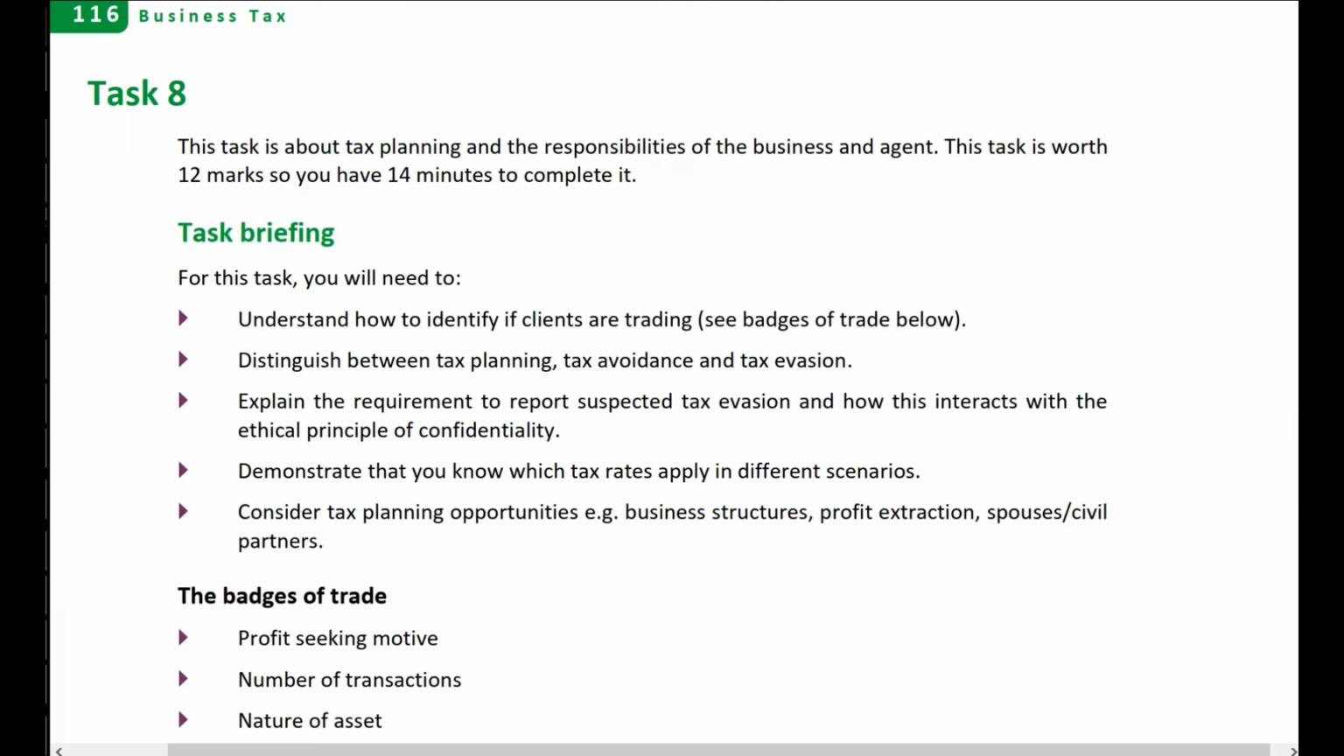So let's have a look at what task 8 is going to be about. Well, it's going to be 12 marks long, giving us about 14 minutes to complete it. And we have here a task briefing.